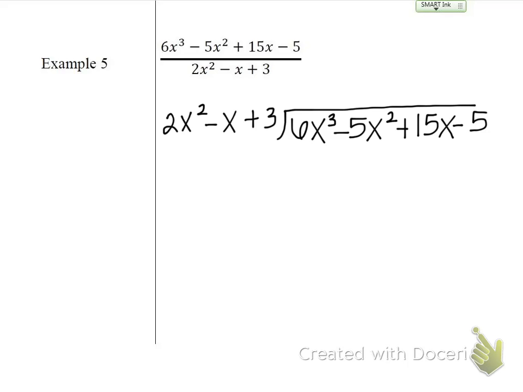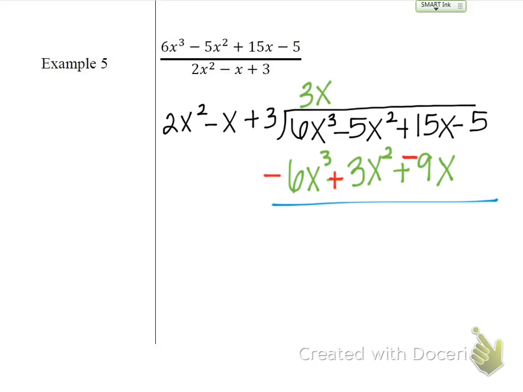Okay, ladies and gentlemen, what do I multiply 2x squared by to get 6x to the third? 3x. And when I multiply 3x by everything, that gives me 6x cubed minus 3x squared plus 9x, right? Okay, and then what do I do? Change the sign. So this becomes negative, that becomes positive, and the 9x becomes negative, right? Okay, so then when I add straight down, those guys cancel, and what am I left with?